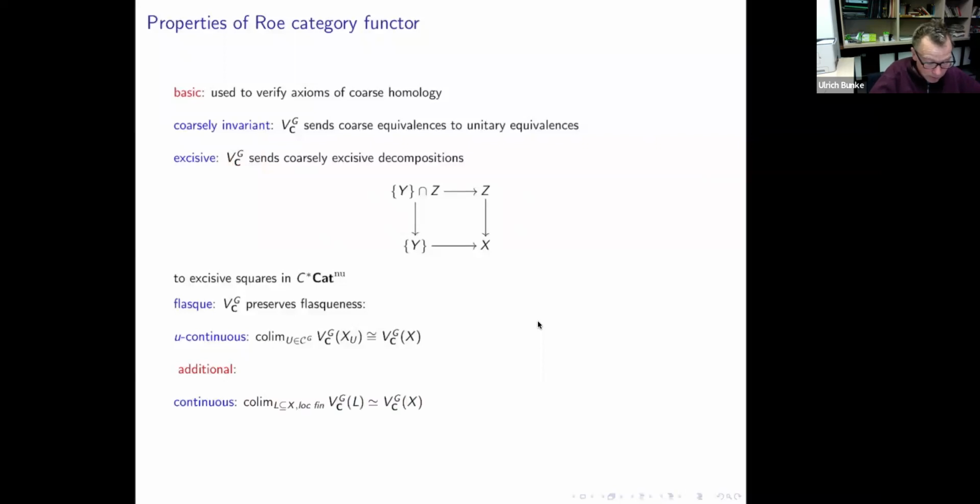Okay, additional properties: it's locally finite. This comes from the local finiteness of the measure. So the value of this functor is the colimit over the values on locally finite subsets. Of course, here I work with G-invariant locally finite subsets. A subset is locally finite if the intersection with every bounded subset is finite.